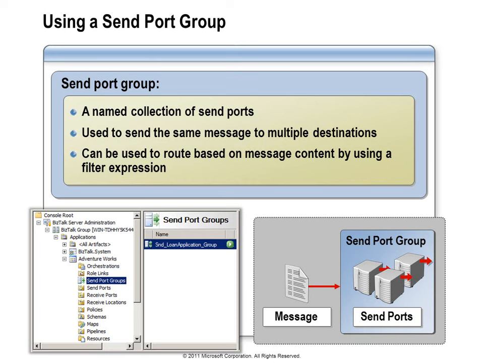After that, you'll need to go into each of those individual send ports and remove their filter expressions. Otherwise, BizTalk would treat those as two different subscribers, so each of those send ports would be sending out duplicates. One that it would receive because of its own subscription, and then another one via the send port group.